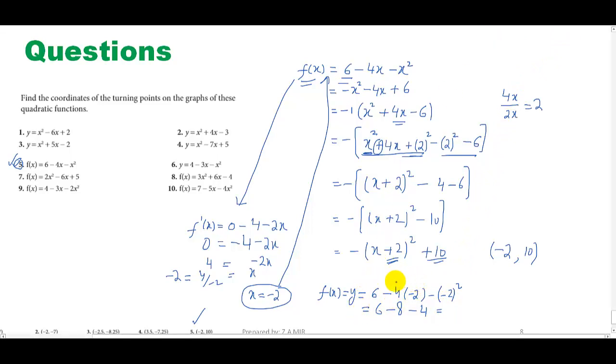Sorry, there is a mistake. So when we multiply minus 4 and minus 2, it is plus 8. So the answer is 10. Therefore, the turning point using differentiation is minus 2 comma 10, which is the same as we found using the completing the square method.